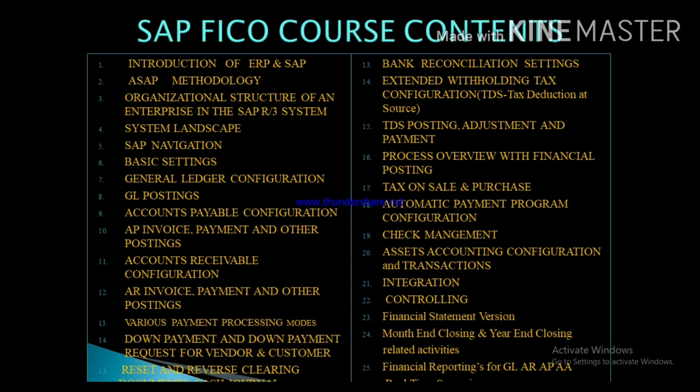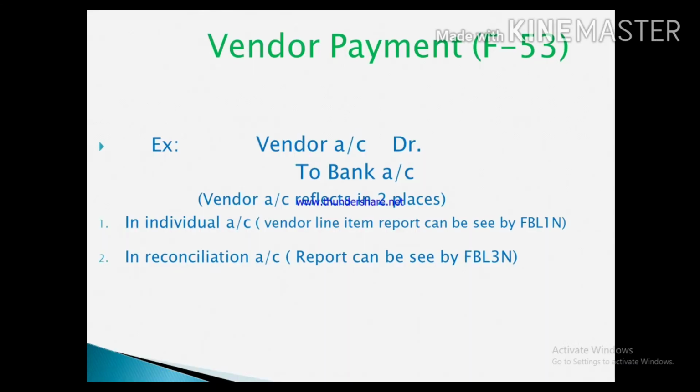Friends, in a previous video we learned about accounts payable configurations, how to create a vendor and how to post the invoice. Today we will learn about vendor payment with the T code F-53. What is the journal entry for vendor payment? The entry will be vendor account debit to bank or cash, and the vendor account reflects in two places: first in the individual account and second in the reconciliation account. So we will do the practical on SAP.